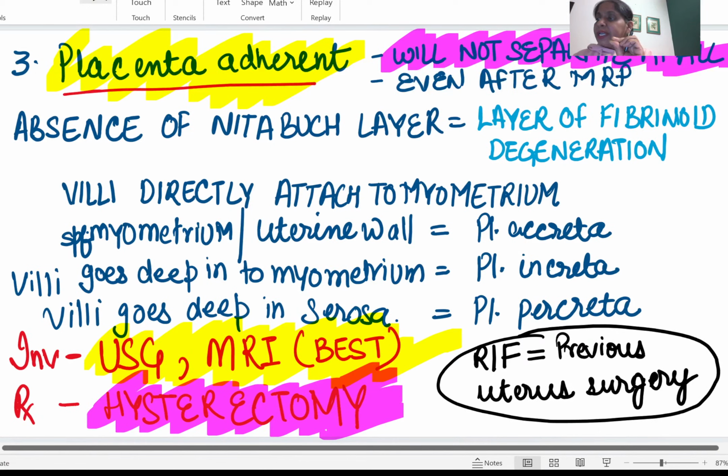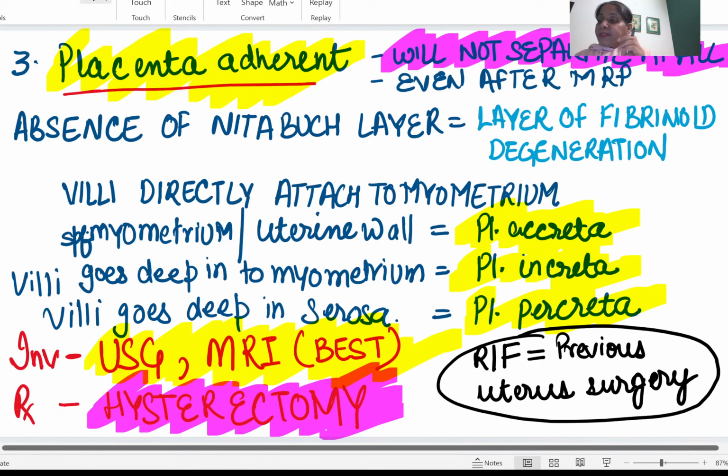Below the decidua basalis there is a small layer of fibrinoid degeneration, known as the Nitabuch layer. Due to it, the placenta separates very easily, but if it is absent, the villi directly adhere to the myometrium. If the villi adhere superficially to the myometrium, it is known as accreta. If they go deep inside the myometrium, it is increta. If they go up to the serosa, it is percreta.